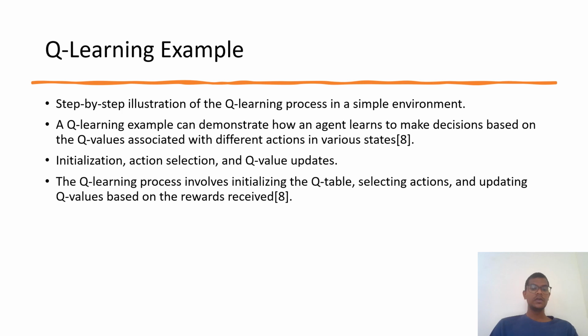Q learning example. A step-by-step illustration of the Q learning process in a simple environment. A Q learning example can demonstrate how an agent learns to make decisions based on the Q value associated with different actions in various states. Initialization, action selection, and Q value updates. The Q learning process involves initializing the Q table, selecting actions, and updating Q values based on the reward received.